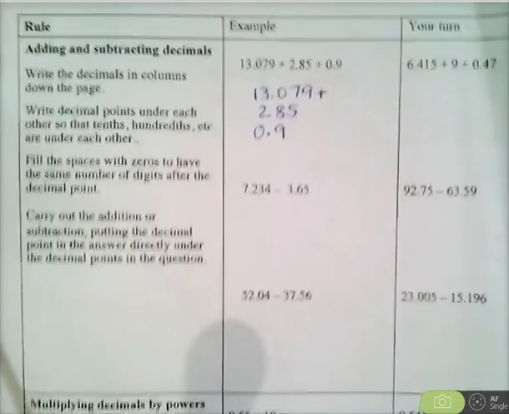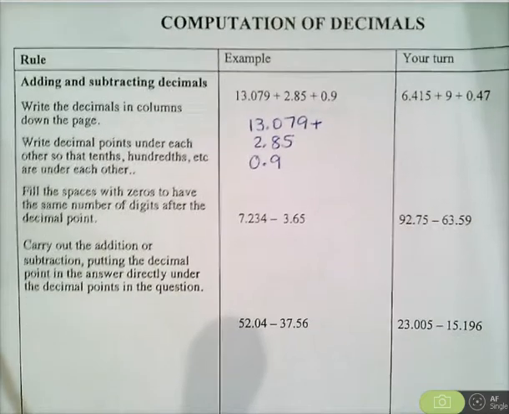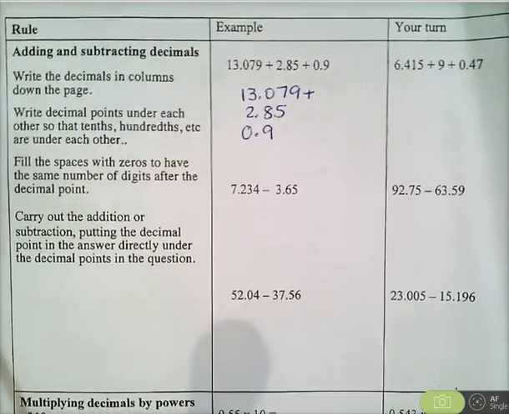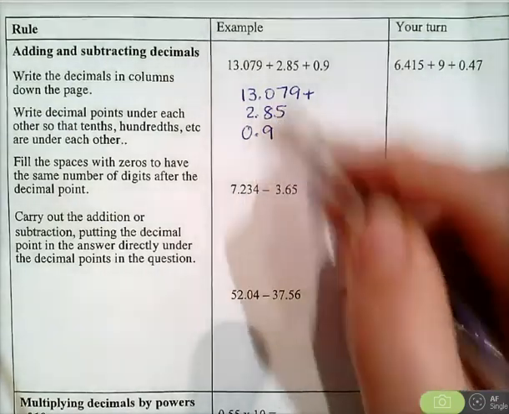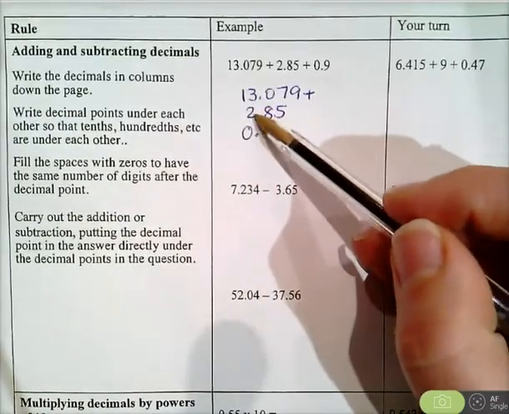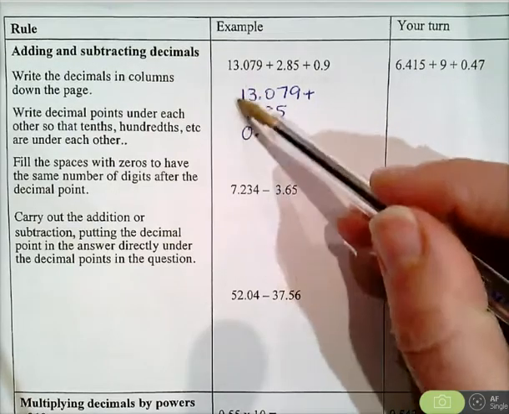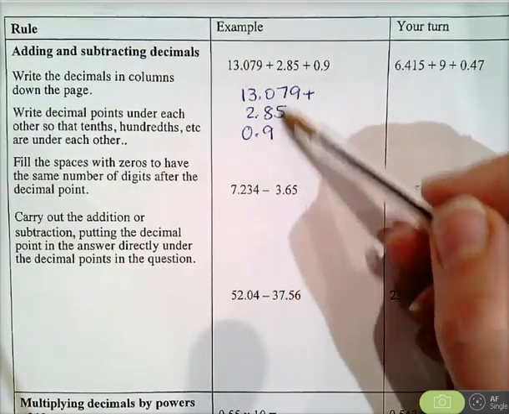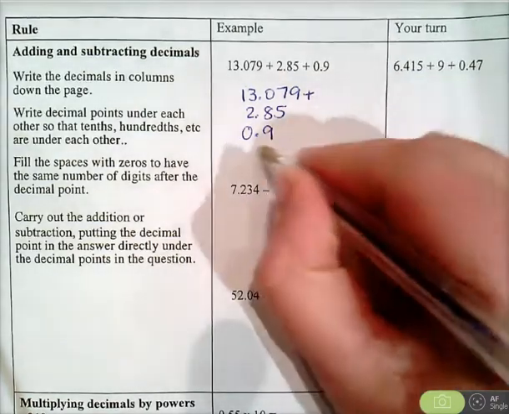Okay, we're now looking at the next page, computation of decimals. In this first example, you're asked to add and subtract some decimals. When adding or subtracting decimals, the main thing is that the decimal points are underneath each other, and that the digits in the tens column, the hundreds column, tenths, hundredths and thousandths are all underneath each other.